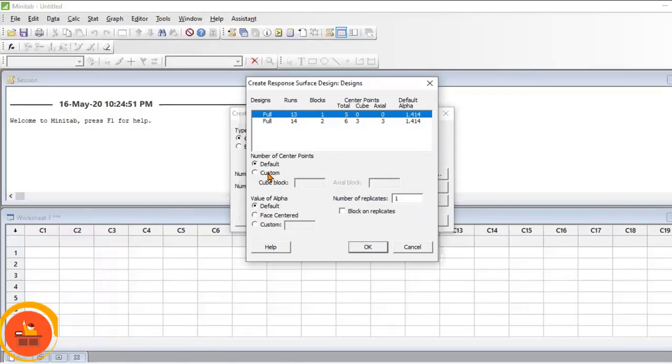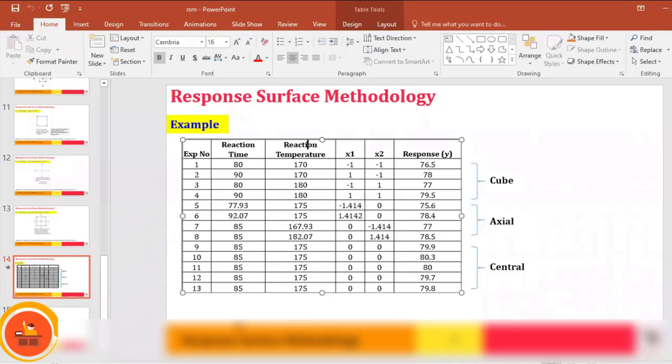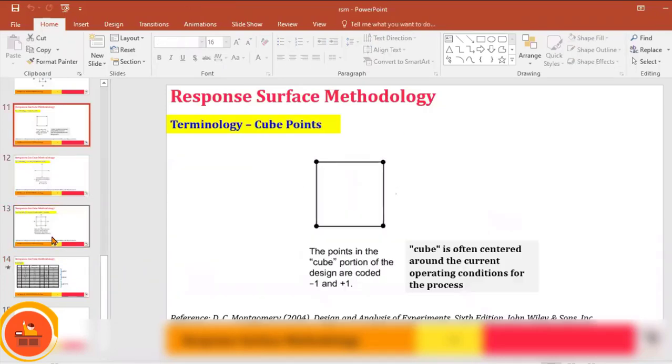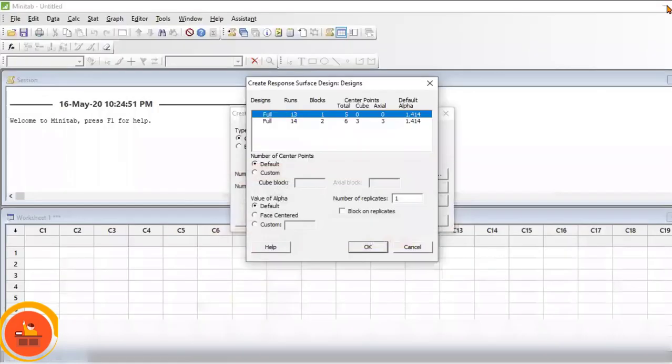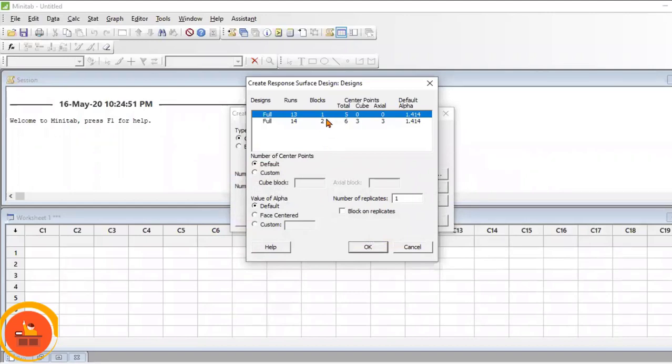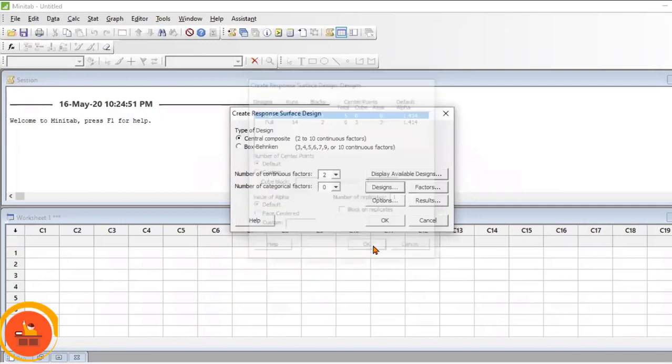If there are any cube blocks, you can go here. This is the cube blocks, -1 and 1. No need to mention it, but you select 13 runs, blocks 1, center points total 5, as well as no star points, and the default alpha value will be √2, that is 1.414, plus 1.414 and minus 1.414 will be there. For the remaining things for now, keep the defaults.